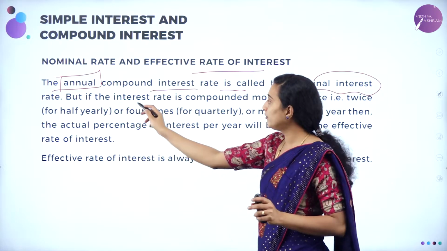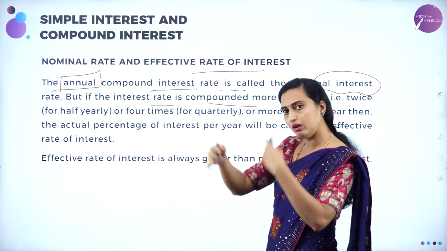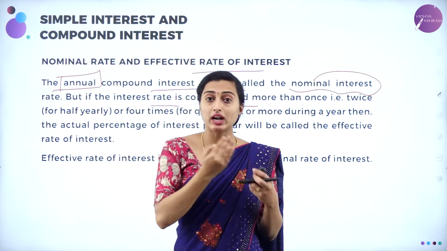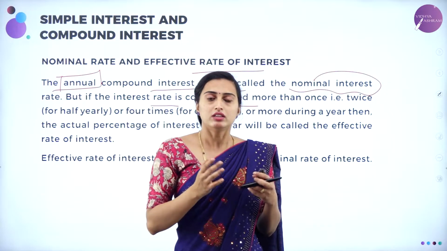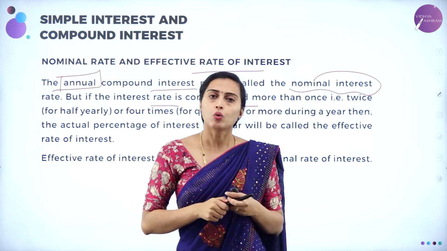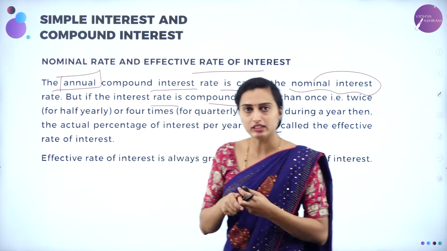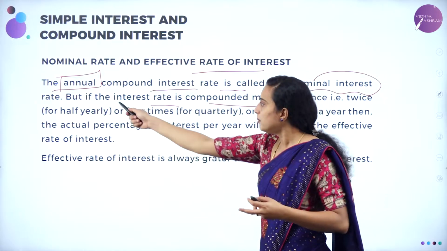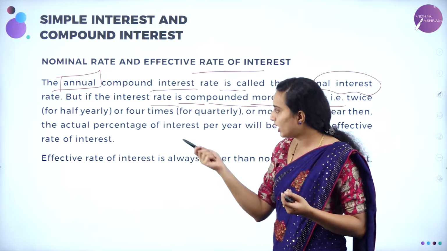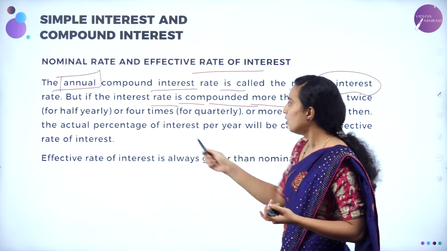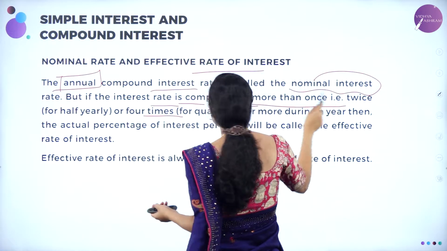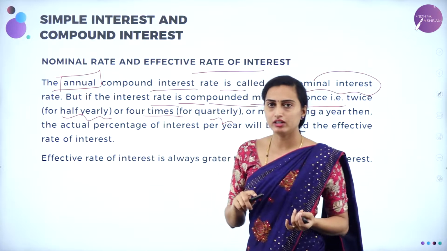But if the rate of interest is compounded more than once in a year, that means quarterly or half yearly. Half yearly means how many times in 1 year, you have to put 2 times. Quarterly means 4 times. So here we are going to study that only. Twice means half yearly, 4 times means quarterly. Are you getting?